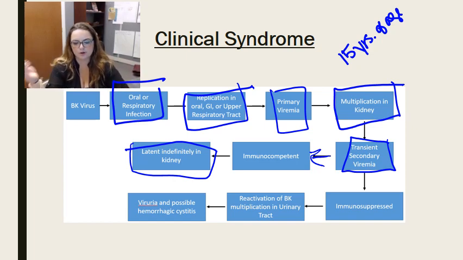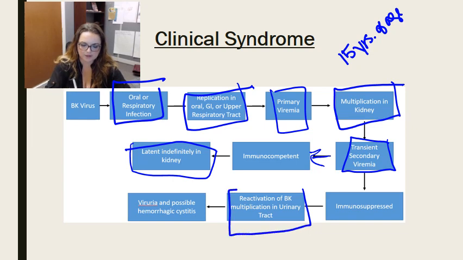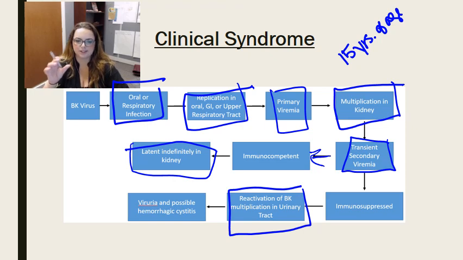Should the patient become immunosuppressed, that's where we see reactivation of BK multiplication within the urinary tract. And then we can see things like viruria, which is basically just virus in the urine, or even things like hemorrhagic cystitis. We see ureteral stenosis in renal transplant recipients. And then we also can see hemorrhagic cystitis in patients who are bone marrow transplant recipients. So it's not that we're just immunocompromising that area like we did in JC virus. It's really just when a patient is immunocompromised systemically.